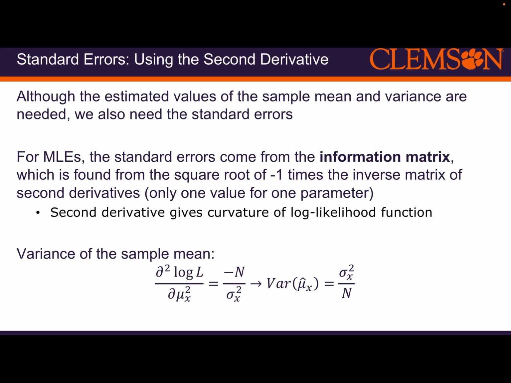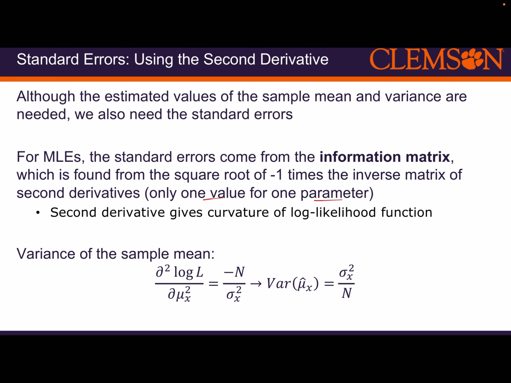Now, that's the point estimate. Let's talk a little bit about how we figure out the standard error. Turns out the second derivative describes the curvature at the maximum. And that is what goes into the information matrix. The information matrix, or Fisher's information matrix, named after Ronald Fisher, the guy who gave us the F-test, is found from the square root of -1 times the inverse of the matrix of second derivatives. And if you only have one parameter, it's one value, so it's not really a matrix. The second derivative gives the curvature of the log likelihood function, right?